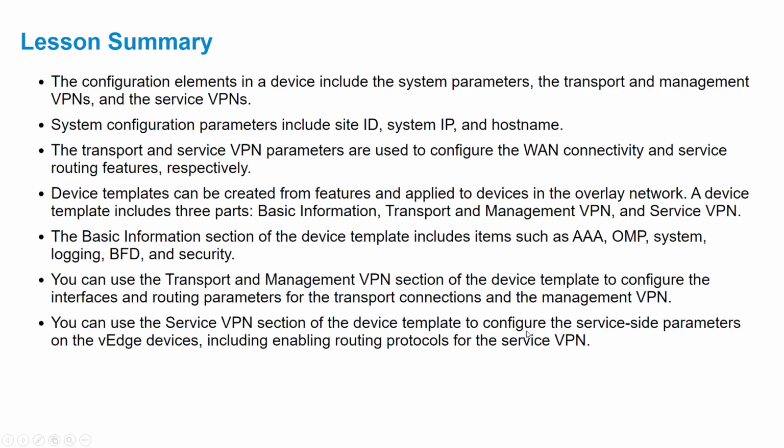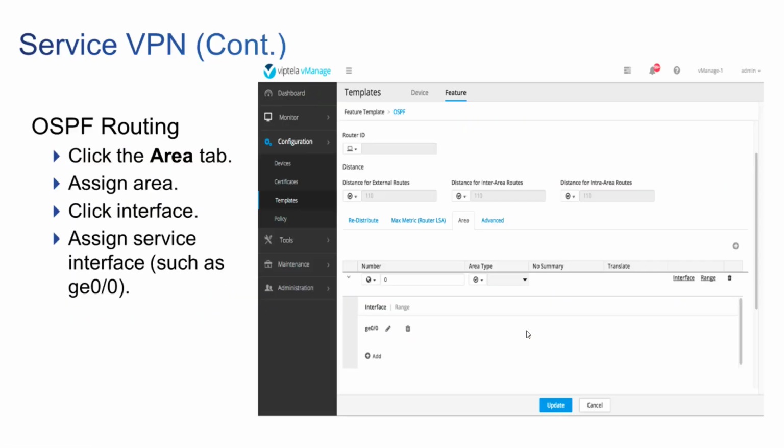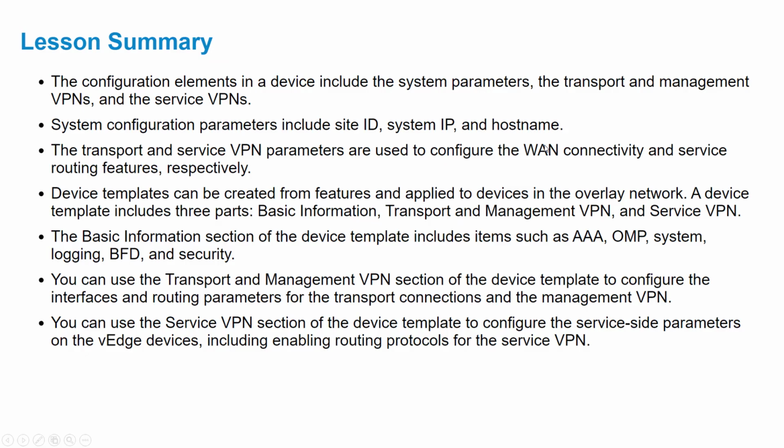In the Advanced tab, we could do things like, oops, let me go back. In the Advanced tab, we could do things like default information originate. We can do redistribution into OSPF and so on. So there's a lot of different options that we have to manage these different templates. We didn't get into it in as much detail as we did when we went through the feature template section, but you can see it is an important aspect, these device templates. All right, so we'll get into the actual application later on and some more of the advanced topics that we go through, and we'll see some more of those details.